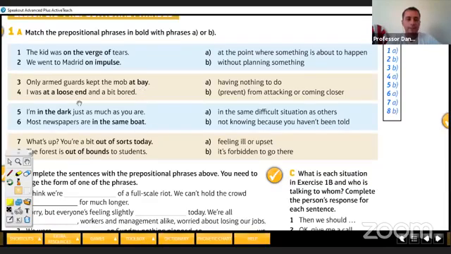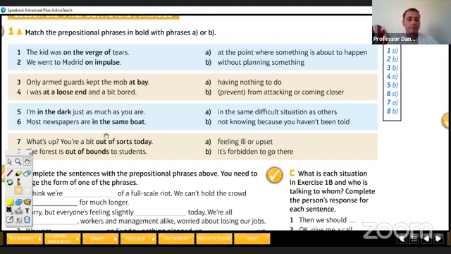I was at a loose end and a bit bored. And by the way, guys, number 3 and 4, I think we skipped that, but that's okay. Number 4, it means having nothing to do, at a loose end and a bit bored. I'm in the dark just as much as you are. It means not knowing because you haven't been told. If you're in the dark, you don't have any answers. You don't know about something.